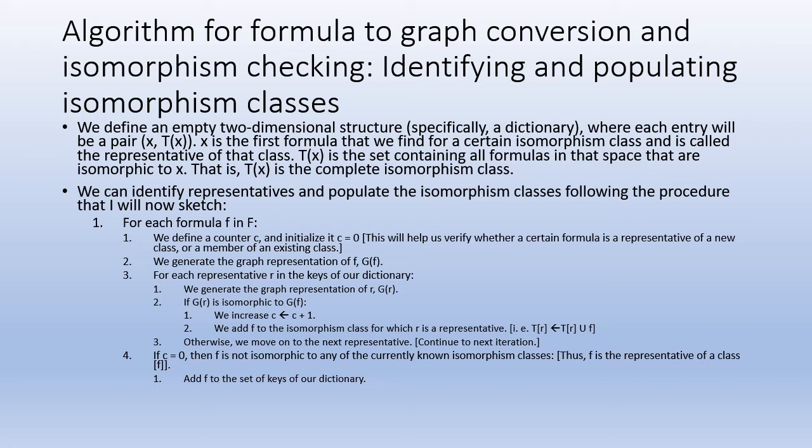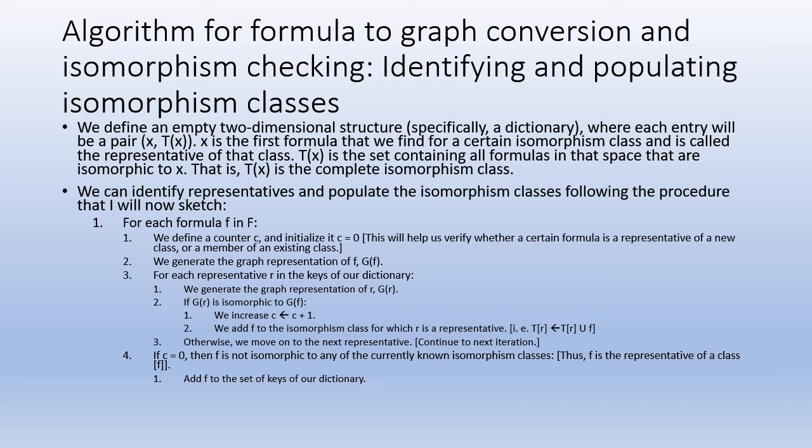T of x is the set containing all formulas in that space that are isomorphic to X, including X. That is, T of X is the complete isomorphism class. We can identify representatives and populate the isomorphism classes following the procedure that I will now sketch. For each formula f in our set of formulas, we define a counter and initialize it to 0. This will help us verify whether a certain formula is a representative of a new class or a member of an existing class. We generate the graph representation of f, g of f.